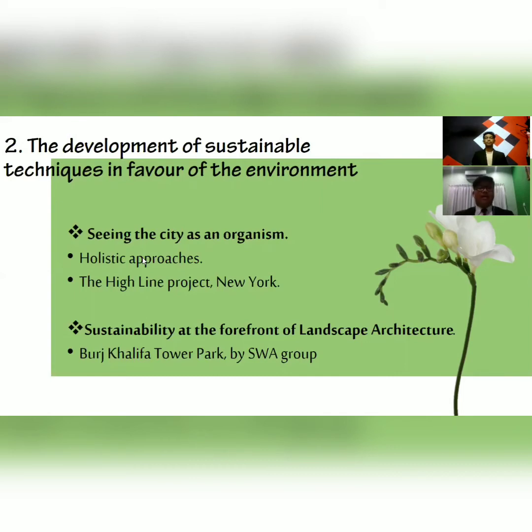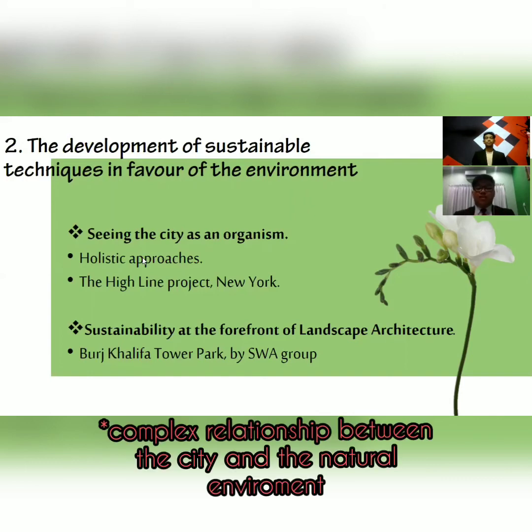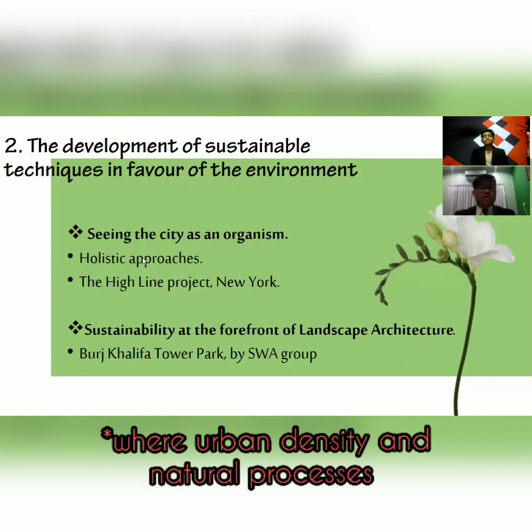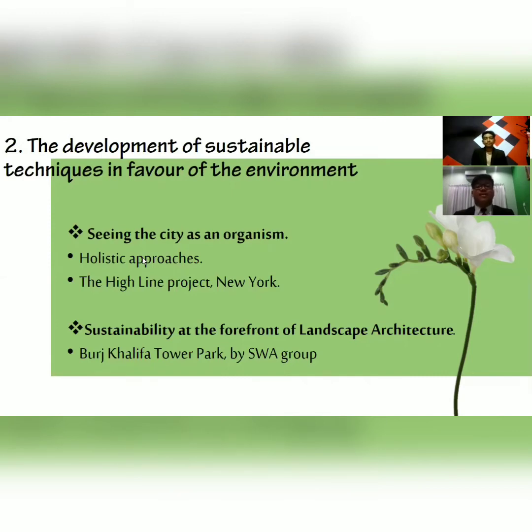Now I will get back to my point, which is seeing the city as an organism. Landscape architects are able to understand the complex relationship between the city and the natural environment. Our holistic approach allows us to see the city as an organism where urban density and natural processes can come together to create a sustainable solution. An example is the High Line project in New York City, where a disused elevated railway was turned into a green public park. This shifted the concept of the traditional urban park, allowing nature to become part of the urban fabric.